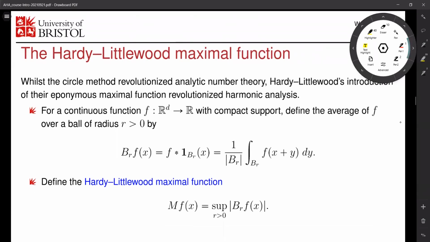So once we have an understanding of these asymptotics and roughly how many ways there are to represent a number, we can start moving to a more geometric question, right? And that geometric question is predicated on the following other revolutionary result. The circle method started a whole independent program in analytic number theory that's been well developed by lots of people. And similarly, Hardy and Littlewood introduced something else called the maximal function, or the Hardy-Littlewood maximal function. And this also revolutionized harmonic analysis.